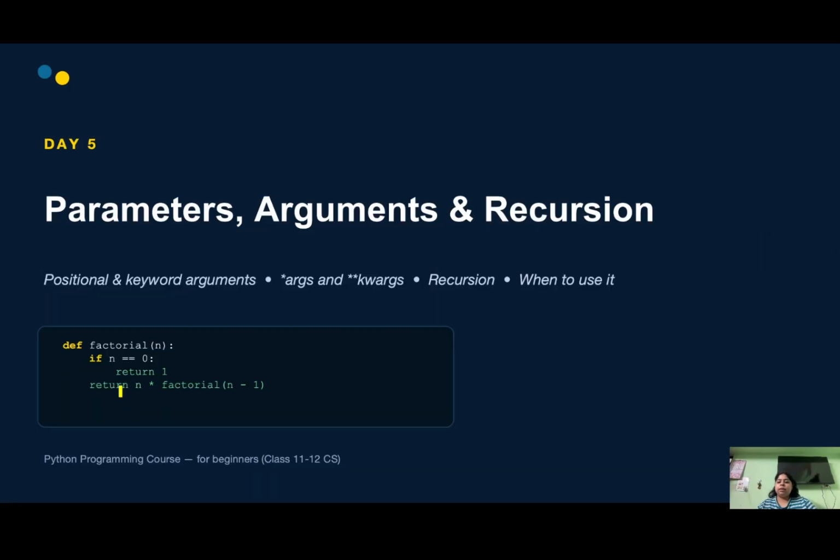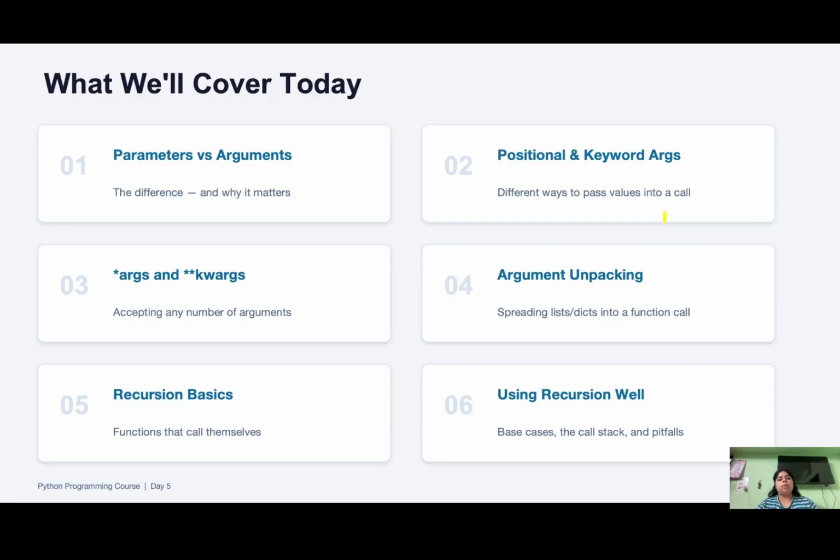So the main goals for today are parameters, arguments, and recursion. We are also going to talk about positional and keyword arguments. So the topic for the day is parameters versus arguments. We'll understand the difference between both of them. Then we will study positional and keyword arguments.